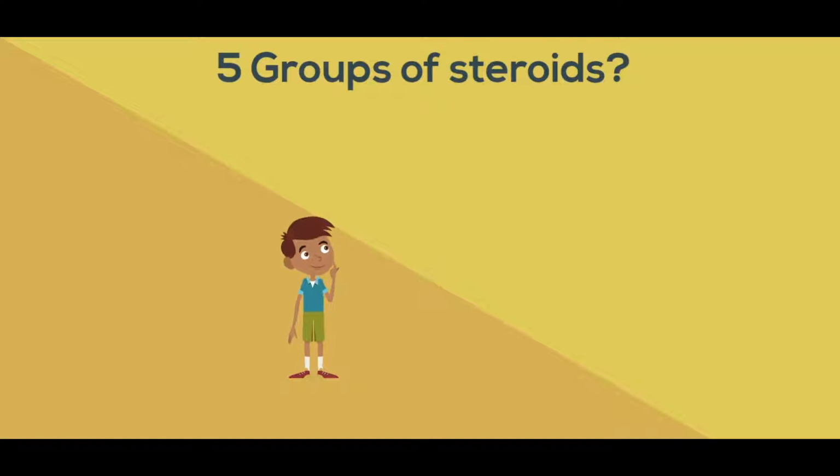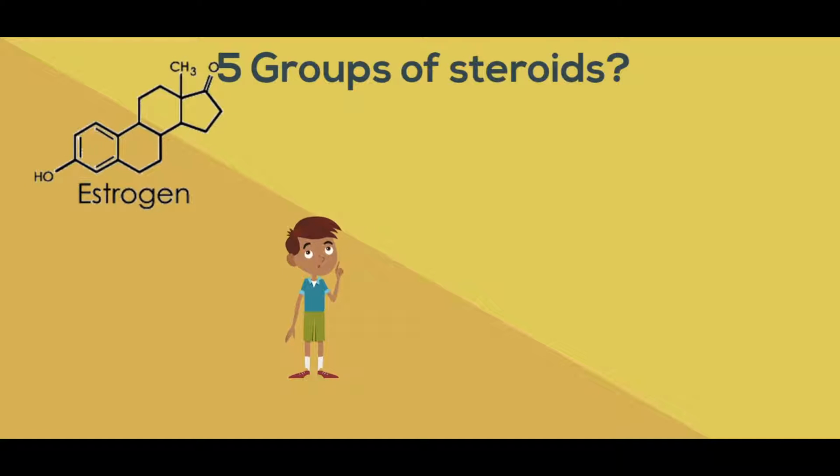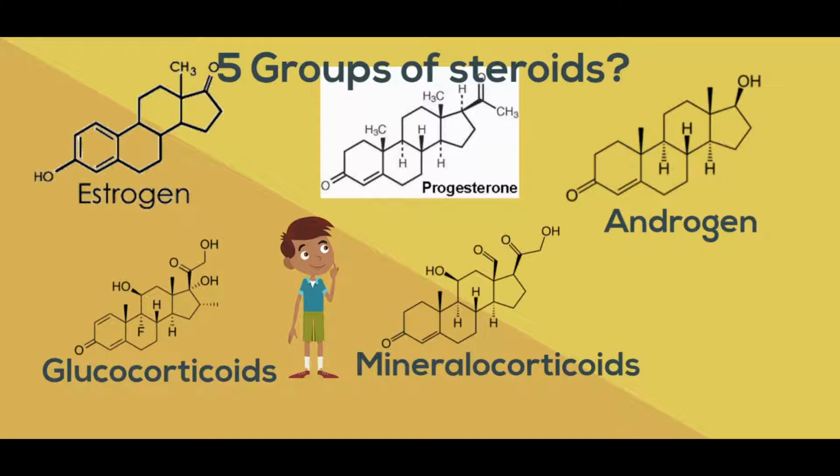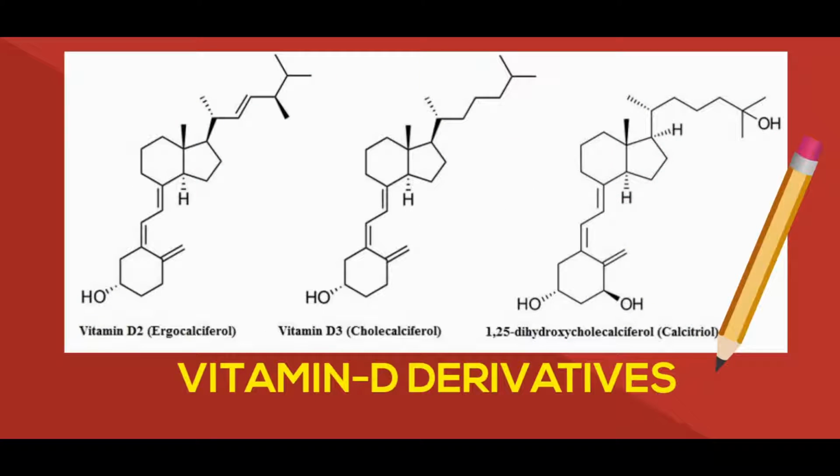Steroids can be divided into 5 groups by the receptor to which they bind. These are estrogen, progestin, androgen, glucocorticoids, and mineralocorticoids. Vitamin D derivatives are a sixth, closely related hormone system with a homologous receptor.